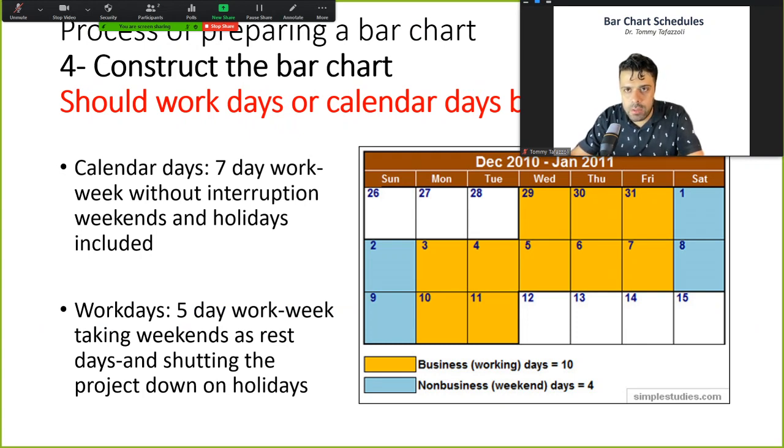So when you construct a bar chart, you want to know if you're using the calendar days or if you're using the work days. Calendar days are simply every day that is shown on the calendar, including weekends and including holidays. While work days, as implied by the name, are only the days at which work is in progress.